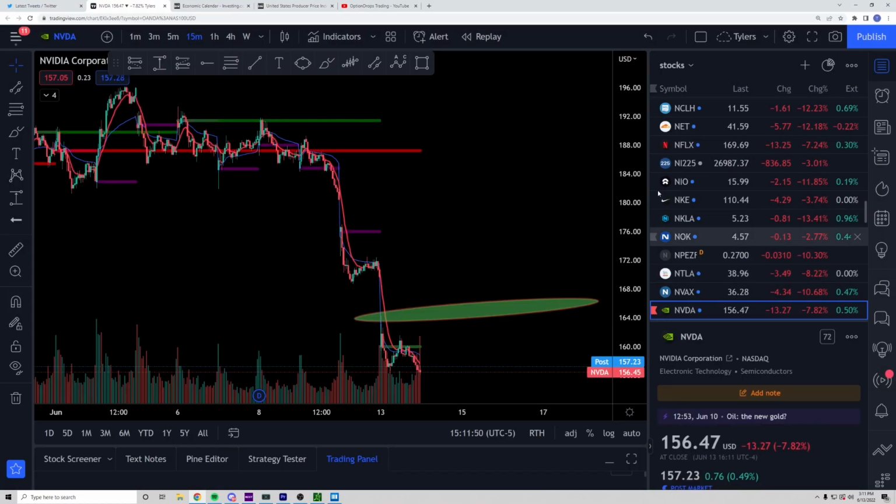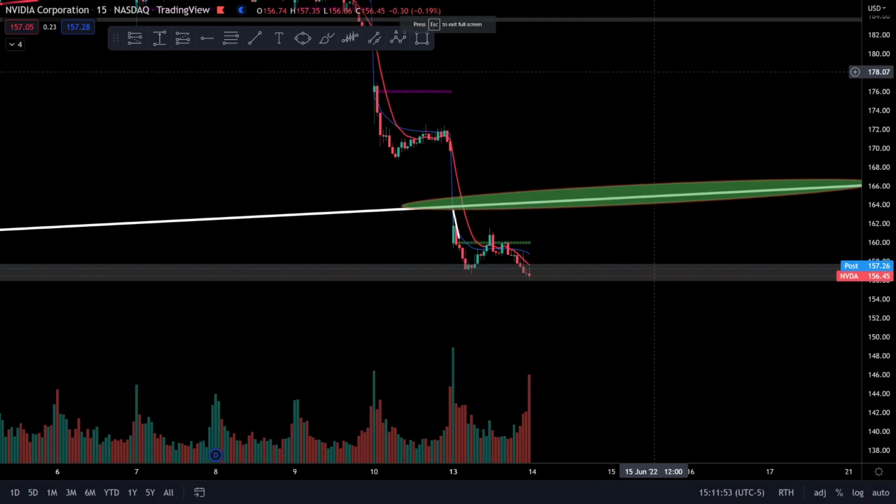Now, the next I'm going to go to is going to be NVIDIA. We look at something like NVIDIA. This is something we traded today.